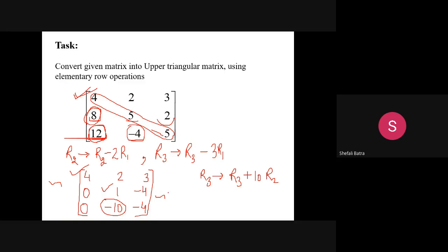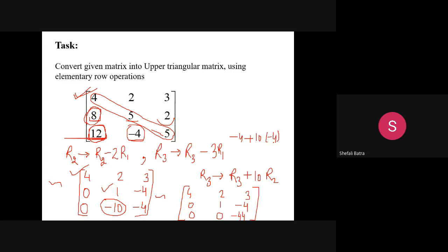So what would it become now? 4, 2, 3, 0, 1, minus 4, and then 0. Now it would become 0, minus 10 plus 10, 0. And now what would be this entry? Ma'am, minus 44. You are putting this R3 entry over here, minus 4 plus 10 into minus 4.